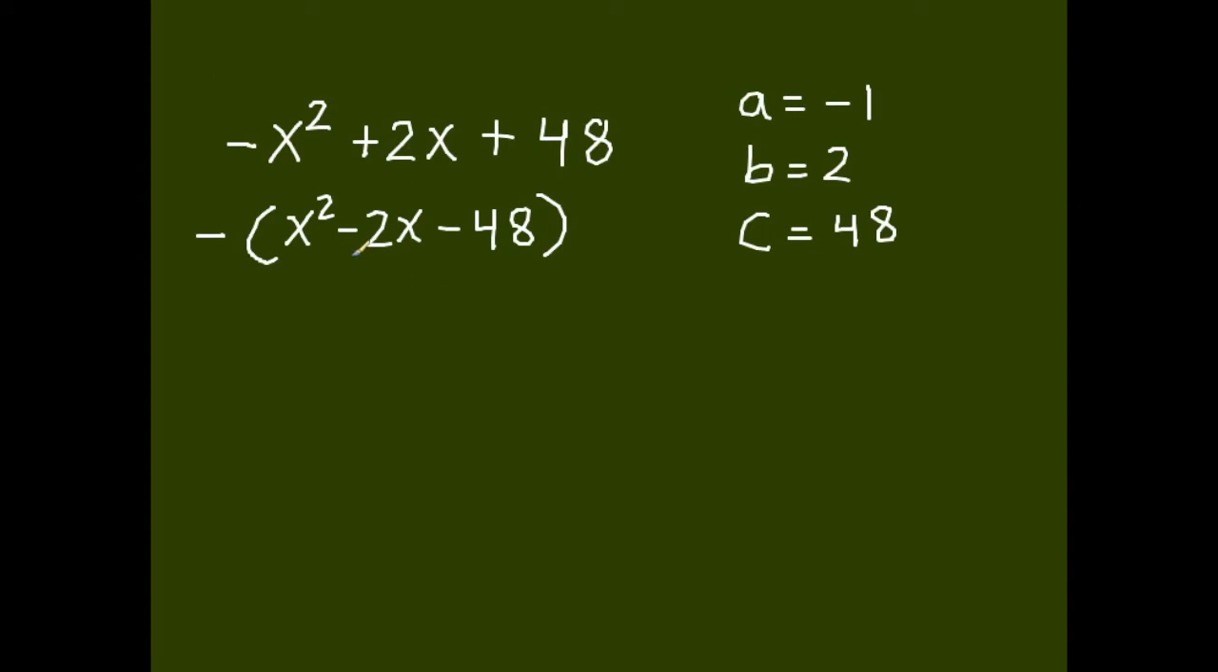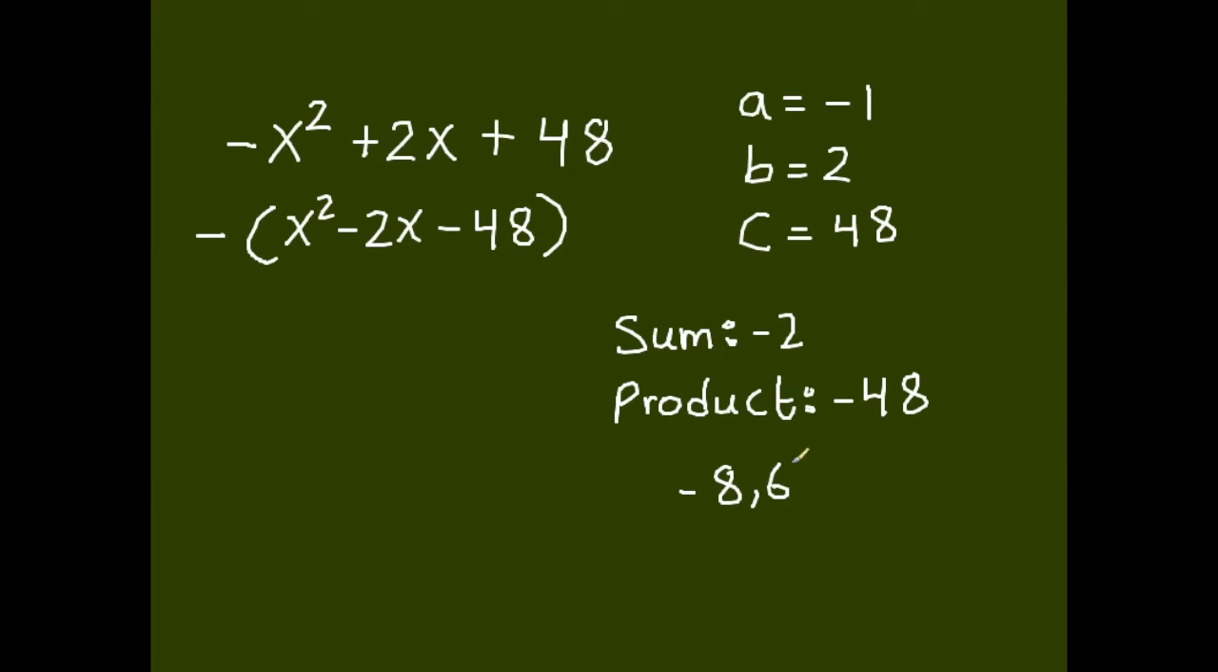Okay, so we're looking for two numbers that multiply to negative 48 and add up to negative 2. So sum is negative 2, and product is negative 48. And off the top of my head, the two numbers that jump to me are negative 8 and 6. Those two numbers add up to negative 2 and multiply to negative 48. So negative 8 and 6. And trust me, guys, with practice, those numbers will come a lot quicker.